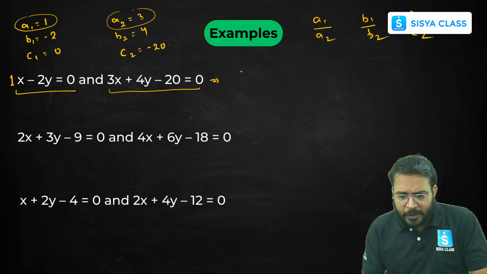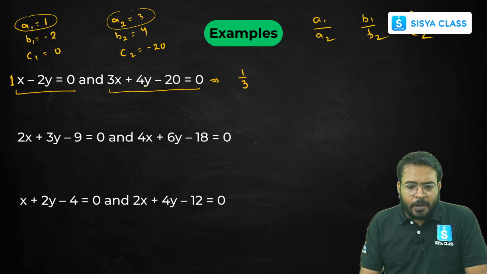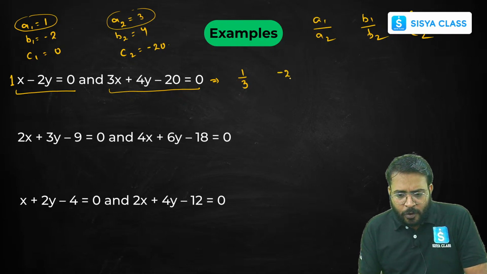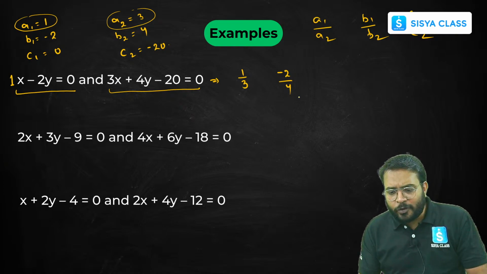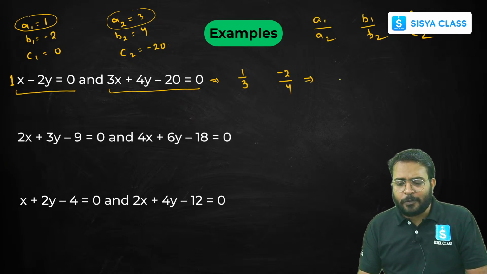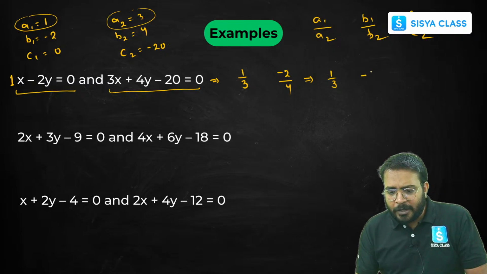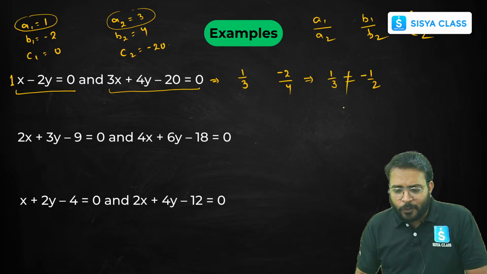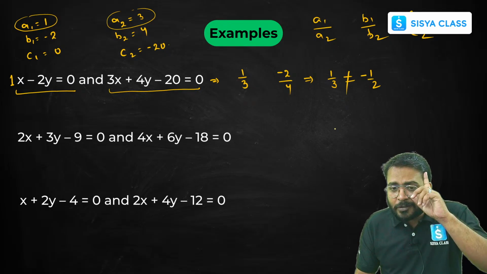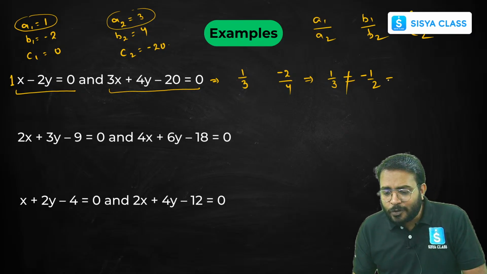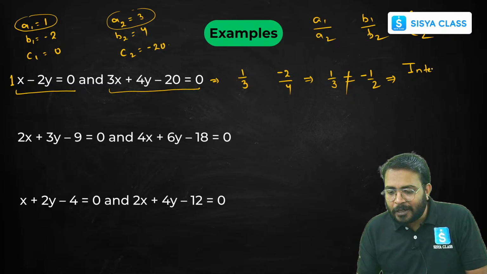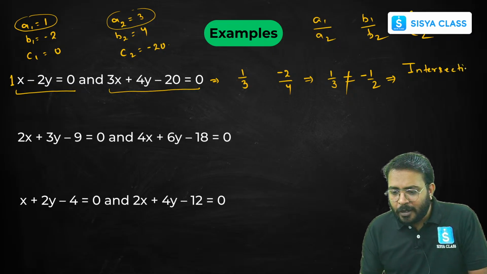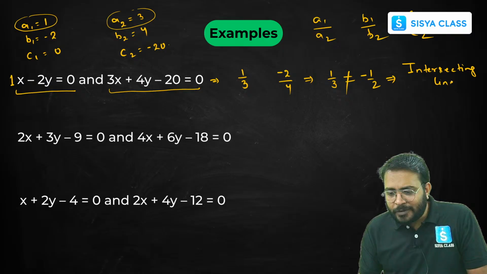So a1 by a2 is going to be 1 by 3. b1 by b2 is going to be minus 2 by 4. Can you see 1 by 3 and minus 2 by 4? If you simplify this, it is going to be 1 by 3 and minus 1 by 2. And these two are not equal. That means a1 by a2 is not equal to b1 by b2. And if it is so, they are going to have a unique solution, and these two lines are going to represent intersecting lines. Since they are intersecting lines, they are going to have a unique solution.